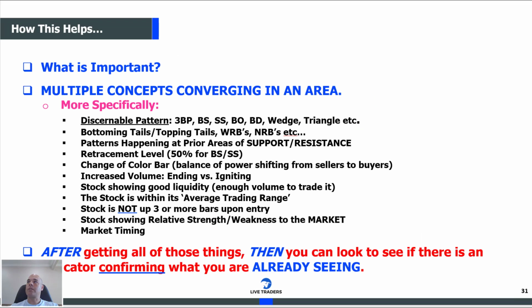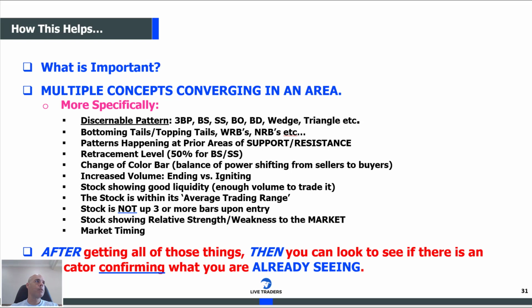And I'm going to end with this. Multiple concepts converging in an area are what make great trades. Price and volume are what make all of these things possible. Only after getting all of these things, only then can you consider a confirming indicator. One, maybe two of them. You don't need any more than that.